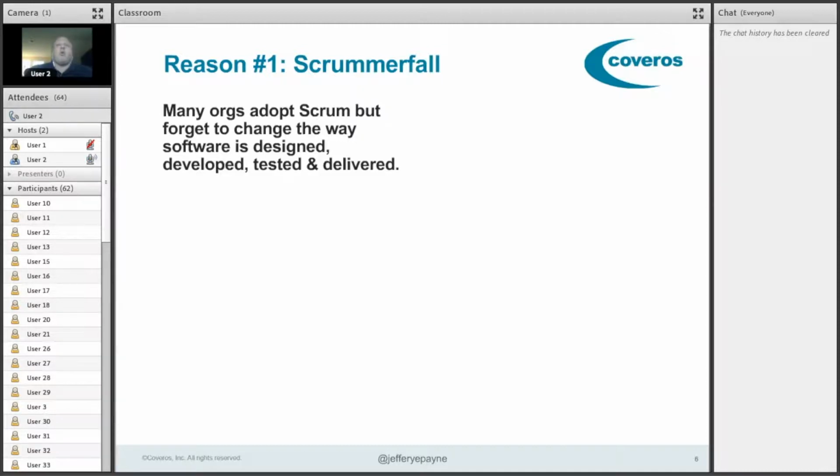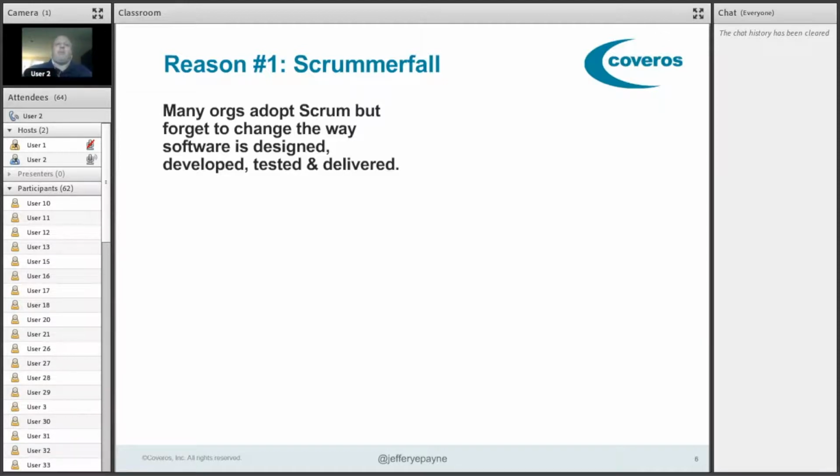And that's very important. But if we don't change the way we design, build, and test software down in the trenches in our sprints, we will suffer. And that's called Scrum or Fall, where we're using Scrum to manage the process and manage our requirements, but our team down in the trenches is still following a traditional waterfall process.